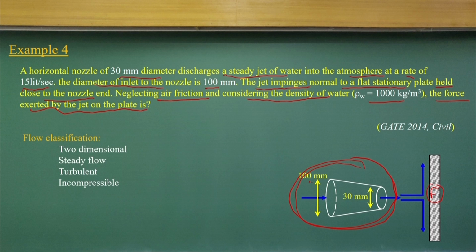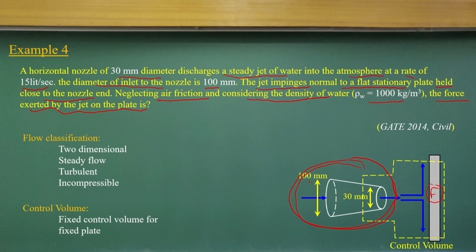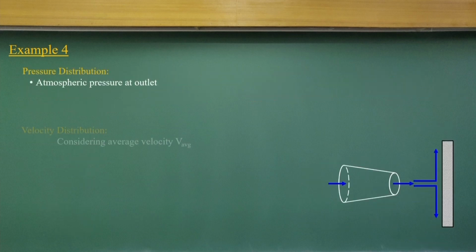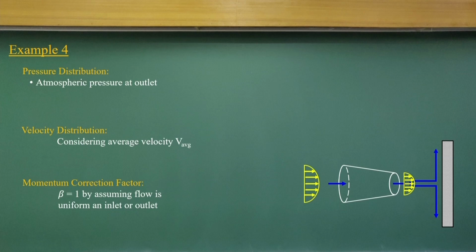So again the flow classification is two dimensional, steady flow, turbulent and incompressible, with a fixed control volume, and we will have a pressure distribution. We will consider all these as atmospheric pressure. The average velocity concept we will use. As you see, the velocity distribution will become like this, not the average or uniform velocity, but to solve these problems we consider average velocity and the beta correction factor equal to 1.